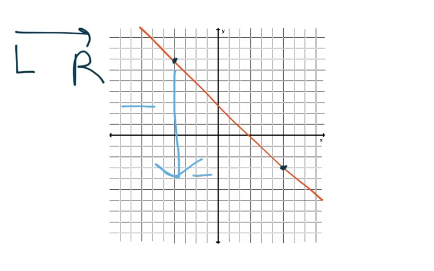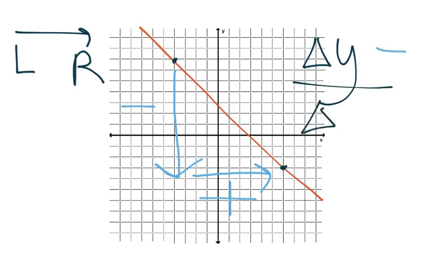However, I am going to the right horizontally. My horizontal change is positive, but my vertical change is negative. So my change in y is negative, my change in x is positive. So ultimately, your ratio is kind of like a division idea. If one of those values is negative, then overall my slope is going to be negative.